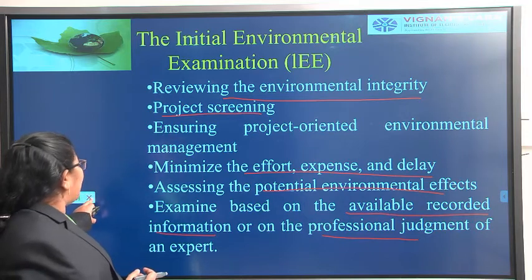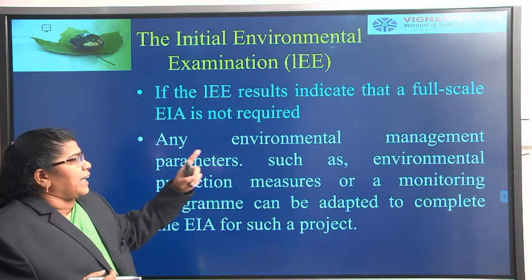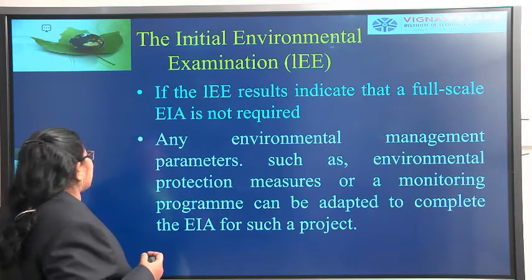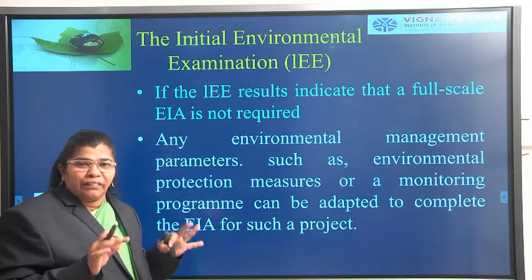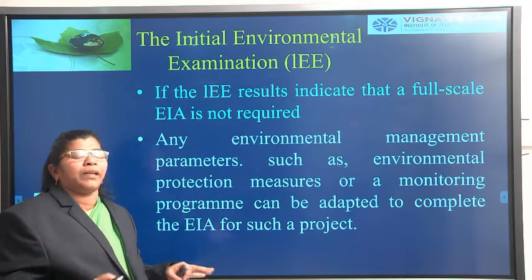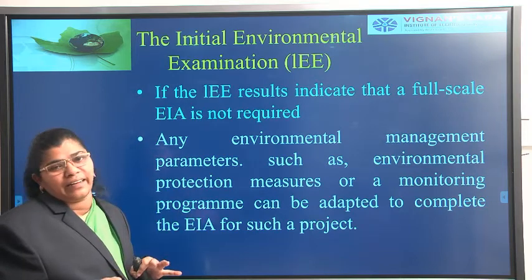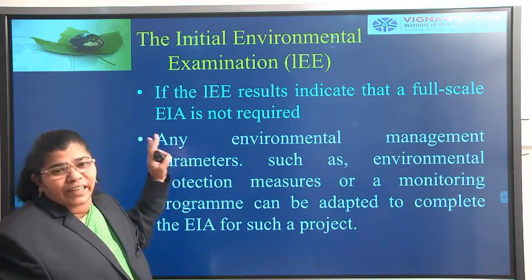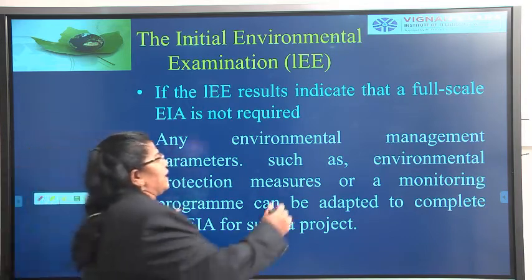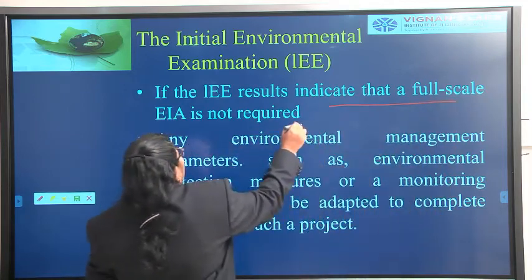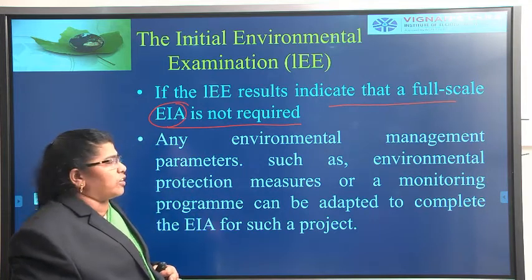The next point in the IEE is that the IEE results indicate whether a full scale EIA is needed or not, whether we have to go to the next step or not. If at the initial stage there is no problem and everything is clear, then they don't go in for a detailed EIA. That is a major advantage of this IEE. The initial environmental examination indicates whether a full scale EIA is required or not.